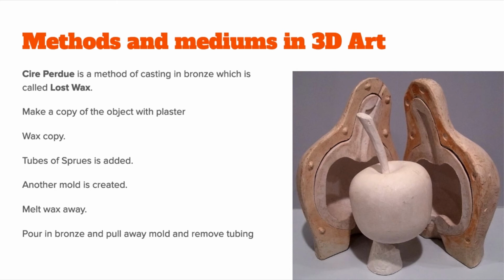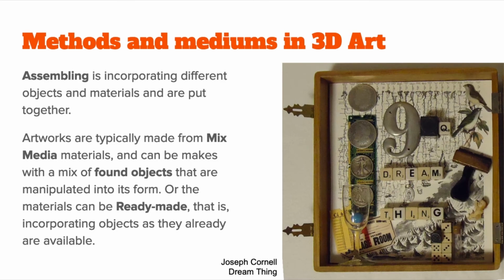Other methods for making three-dimensional art are not just limited to carving and modeling. The method of assembling is basically incorporating different objects and materials, and then you put it all together. This artwork is typically made from various different kinds of material, and it's usually defined as mixed media. They can be made with a mix of found objects that are manipulated into its final form, or the material can be ready-made, that is, incorporating objects as they are available, but then transforming them by changing their context.